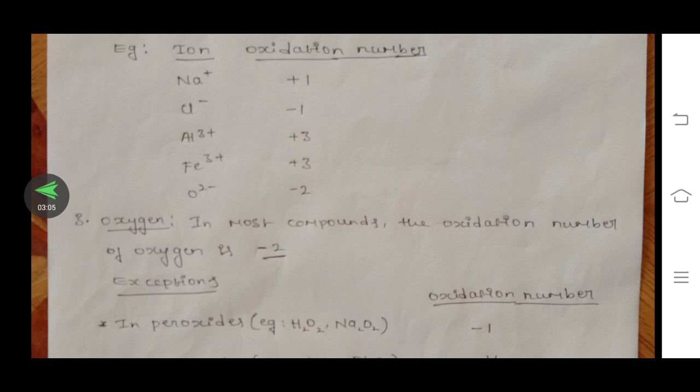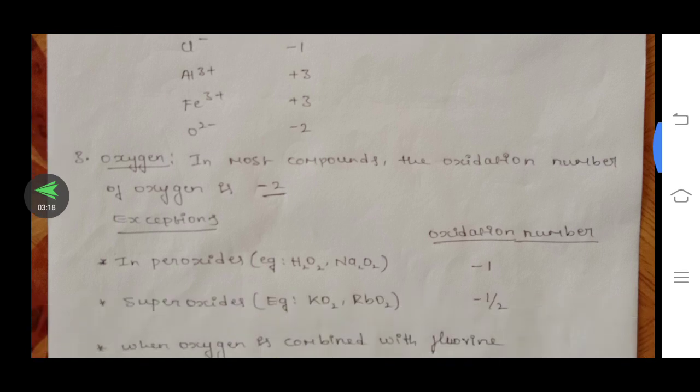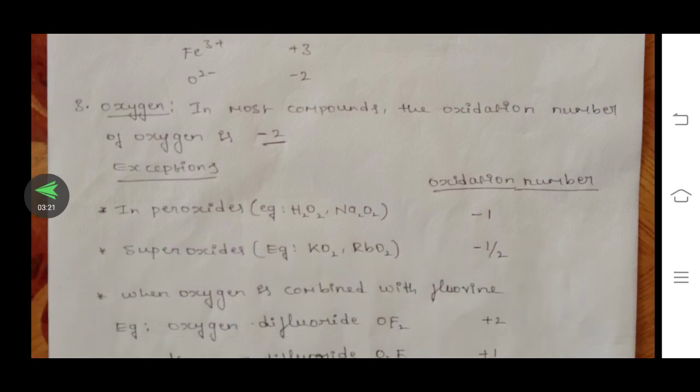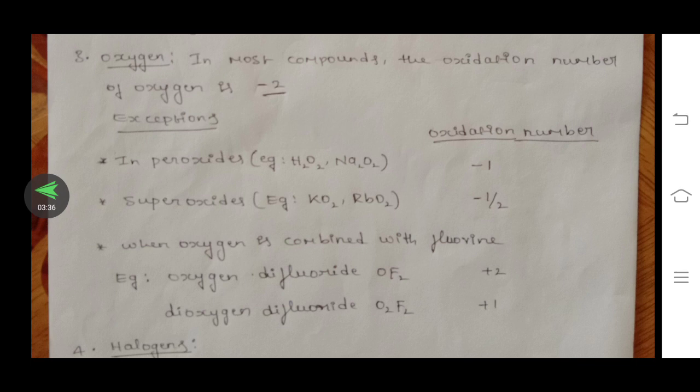Next one is oxygen. In most compounds, the oxidation number of oxygen is -2. But there are some exceptions. In peroxides, for example H2O2, Na2O2, the oxidation number of oxygen is -1.